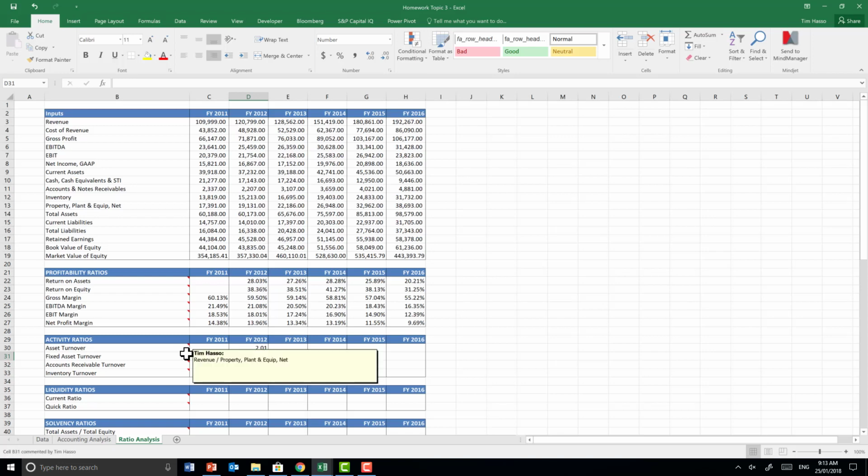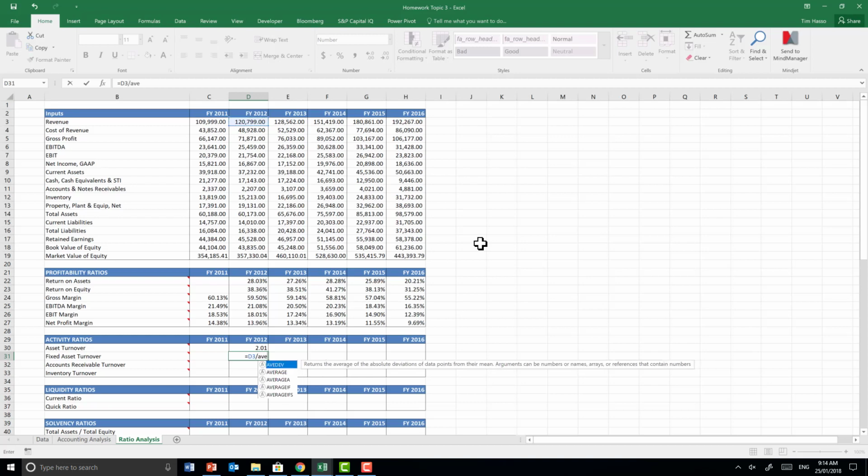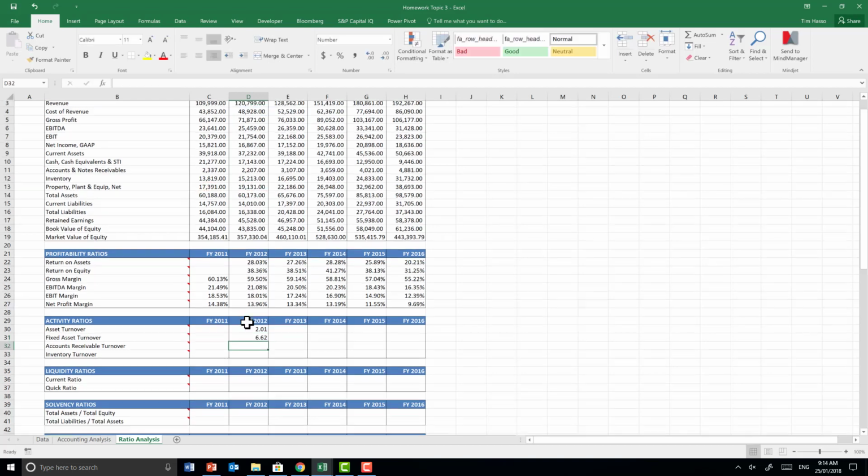Now, on the other hand, fixed asset turnover looks at your revenue and compares it to your average property, plant, and equipment, or as you might have known it as PP&E in your other classes. So again, you take your revenue and you divide it by the average, open up a bracket, PP&E net, which is in cells C and D13. Close the bracket, and it's 6.62.